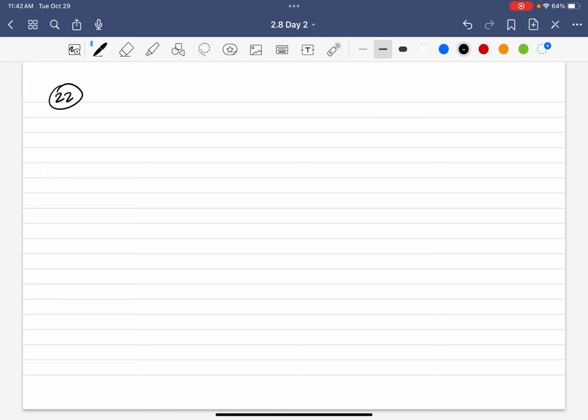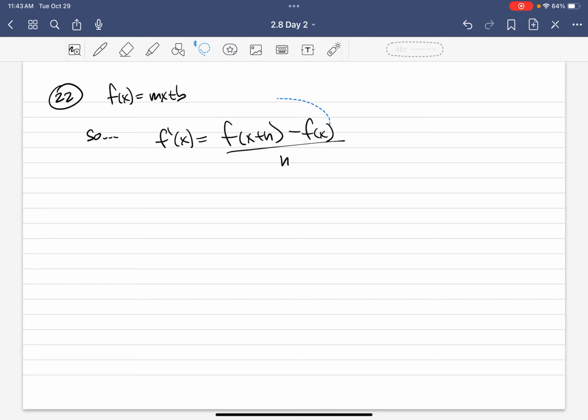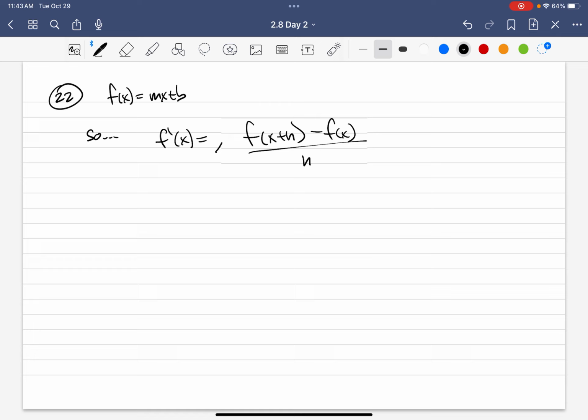Give me just a second. I was on the wrong section. So if I look at 22, it's going to ask me to find a derivative using the limit definition. So 22 says that your function is mx plus b, so the derivative is just f of x plus a little bit minus f of x all over that little bit. But to make it the derivative, we have to introduce the limit. So that's what our derivative would be.